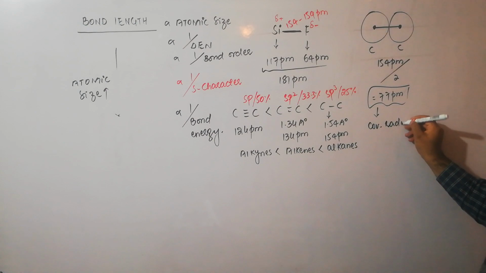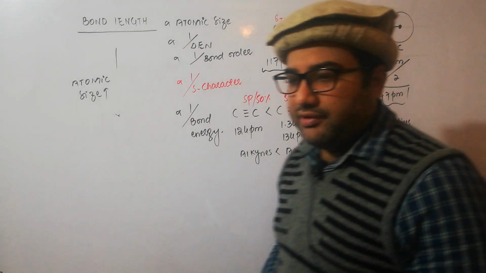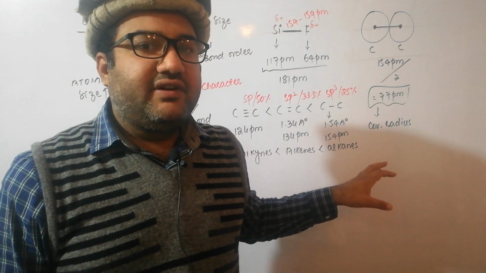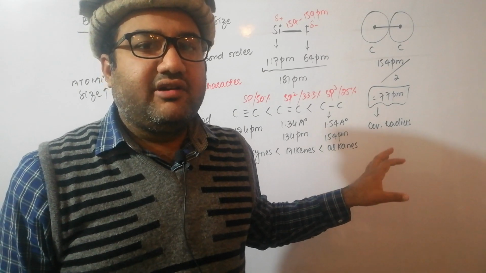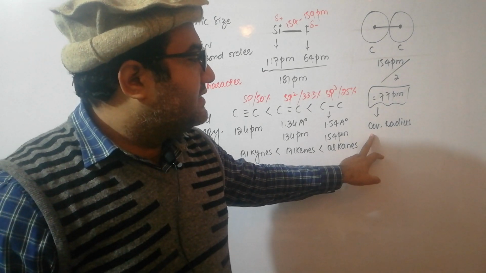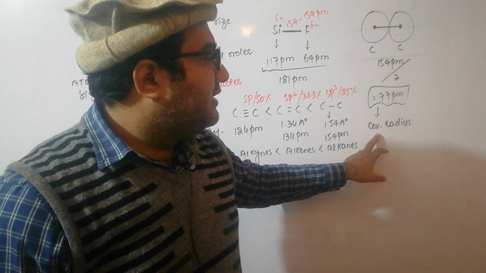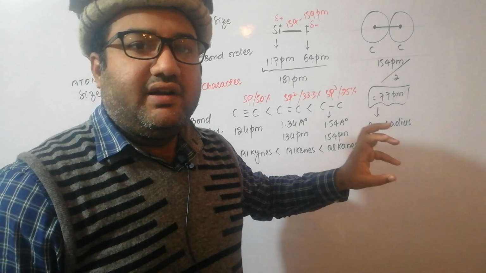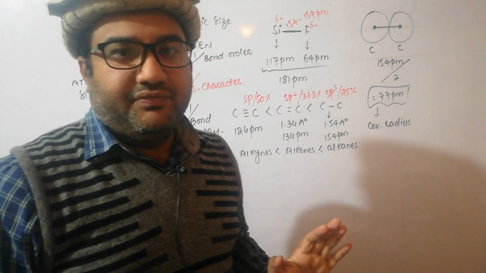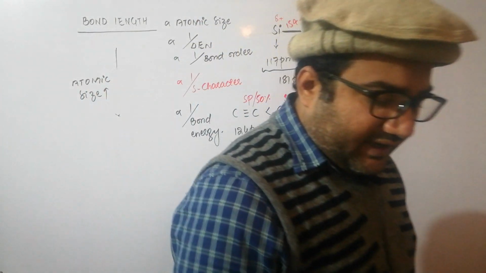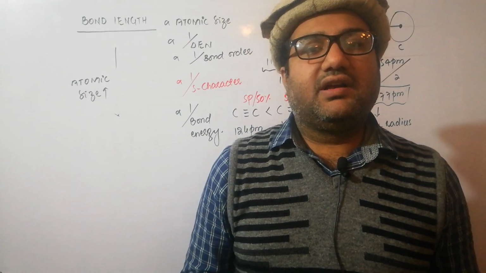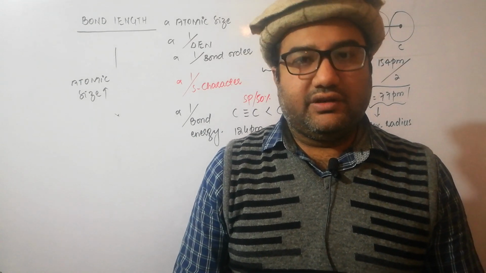So the bond length between two carbon atoms is 154 picometer. And if we divide the bond length by 2, then it comes out to be 77 picometer, which is called the covalent radius of the carbon atom. So here we can also define the covalent radius. The covalent radius is actually half of the internuclear distance between two identical covalently bonded atoms. Now bond length is very important because it decides the bond energy, it decides the stability of the bond, and it also decides the stability of the molecules.